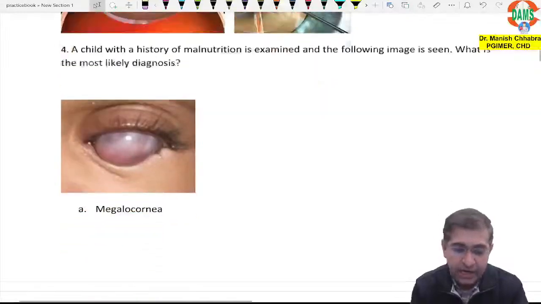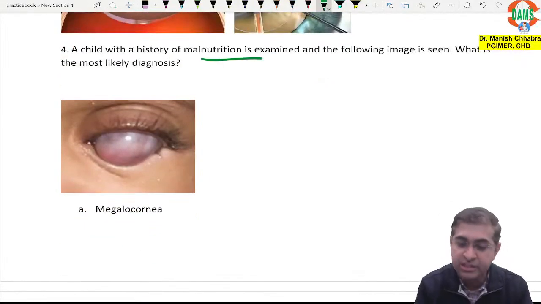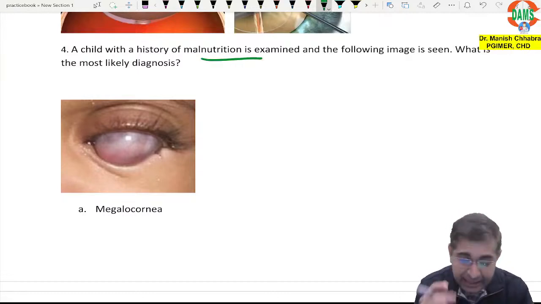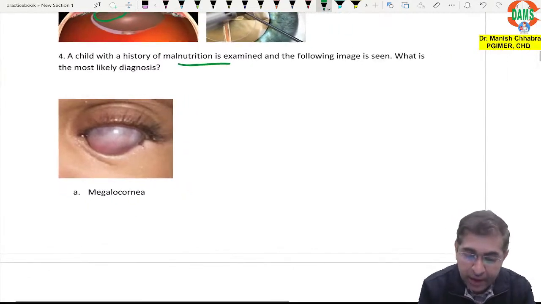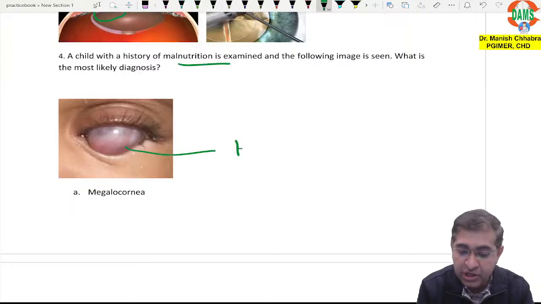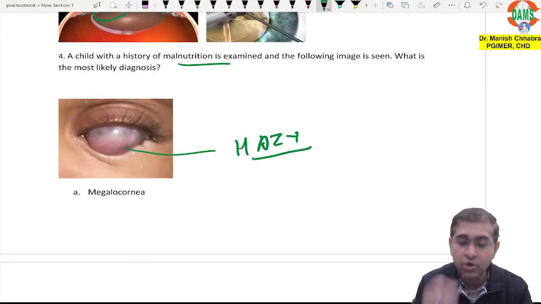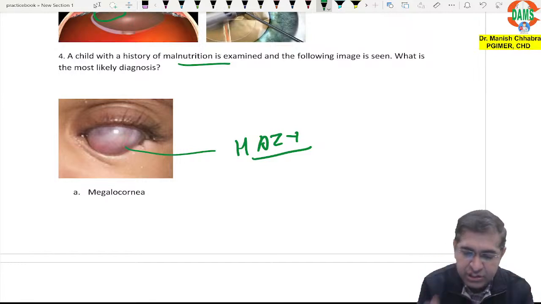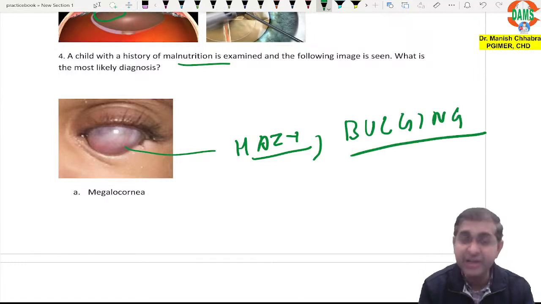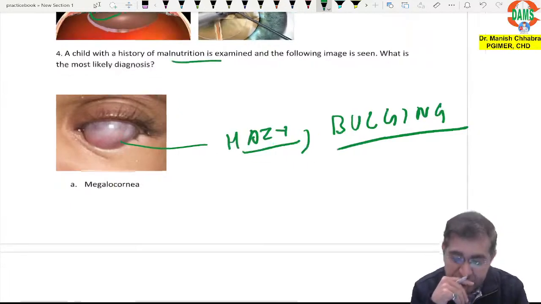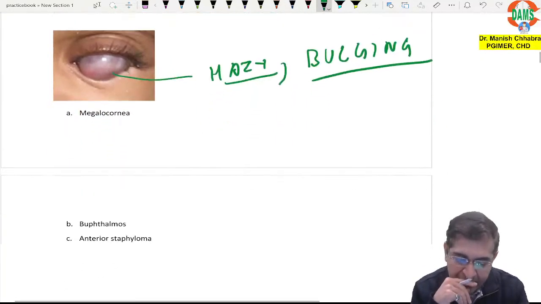Okay, a child with a history of malnutrition is examined and the following image is seen. What is the most likely diagnosis? What is this image? Can you appreciate that the cornea is hazy? Now what do you get after seeing it? Hazy cornea which is bulging. Yes, now based on this, what do you feel can be your diagnosis?